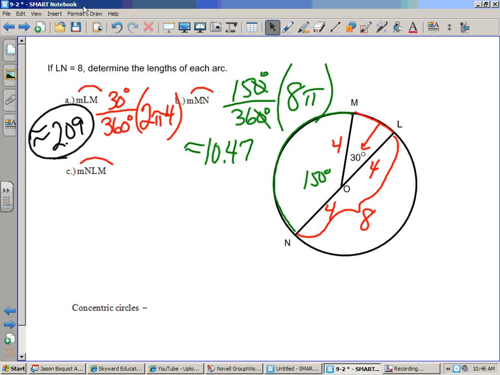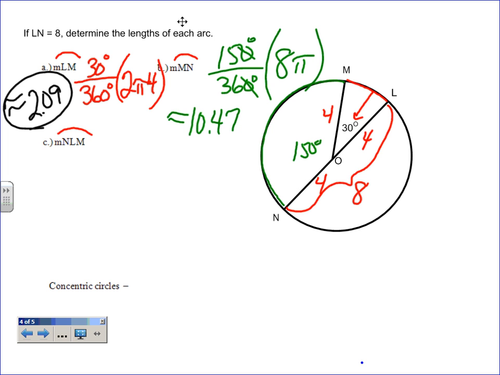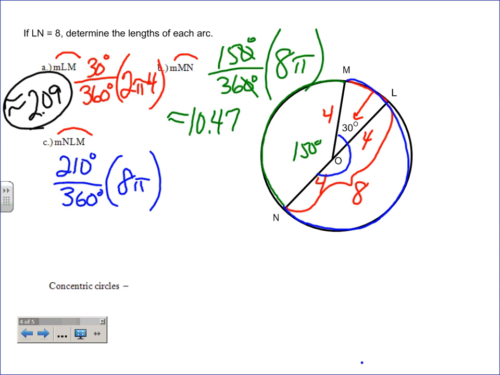Well, probably the best thing to do first is figure out N, L, M and where that is. So you go from N to L to M. So we've got to figure out how many degrees that is. Well, we know from here to just there is 180, so we've got 30 more. Is it okay to have 210 degrees? Yeah, there's nothing wrong with that. Over 360 degrees. And it's 8 pi again because we're talking about the same circle. So degrees cancels, zero cancels.